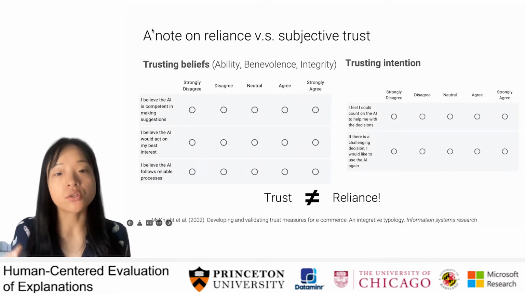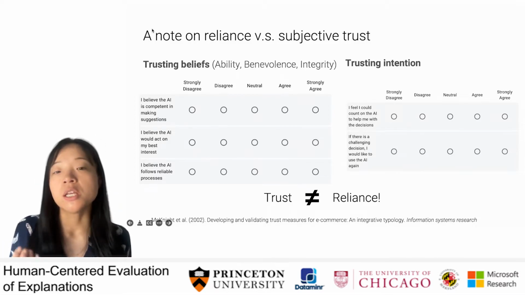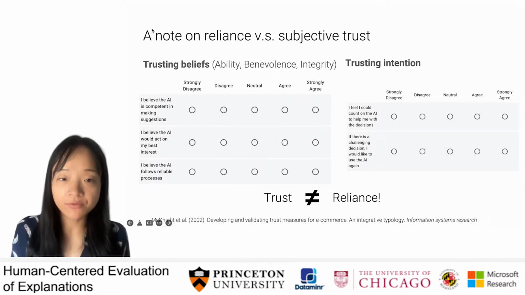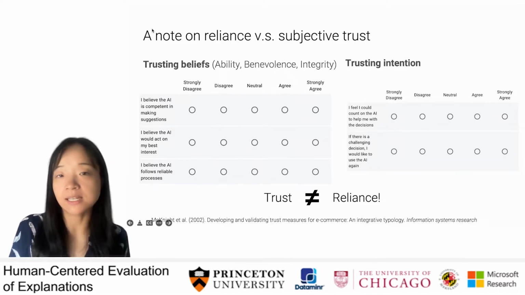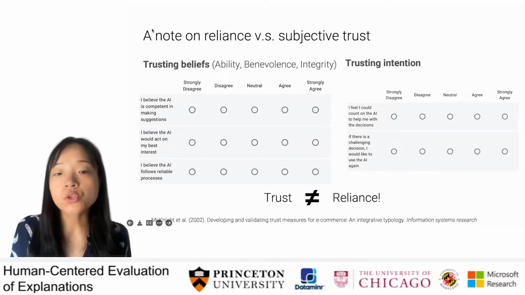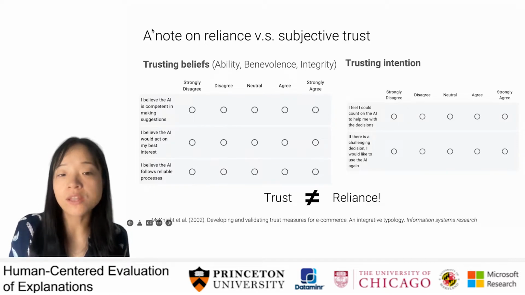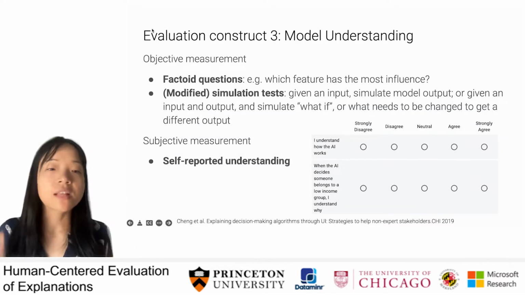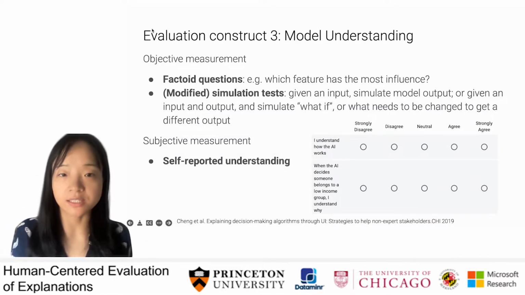If you're interested in measuring trust, one common approach is to use survey items that self-report trusting belief, whether one believes the AI is capable, well-intentioned, and predictable, and/or trusting intention, whether one would like to keep using or count on the AI. These measurements are adapted from the classic work by McKnight et al. on trusting e-commerce. Now let's talk about measuring model understanding.